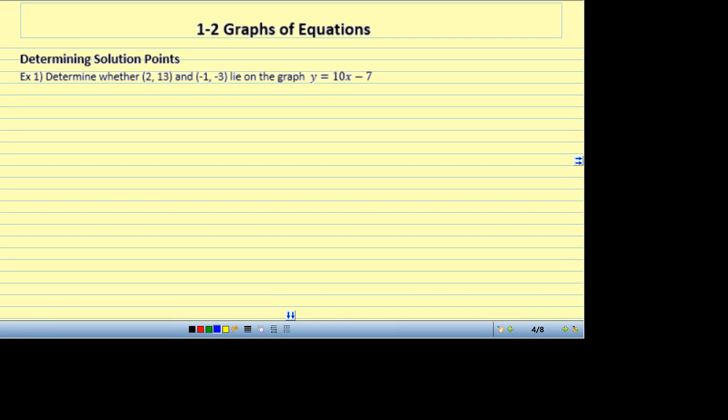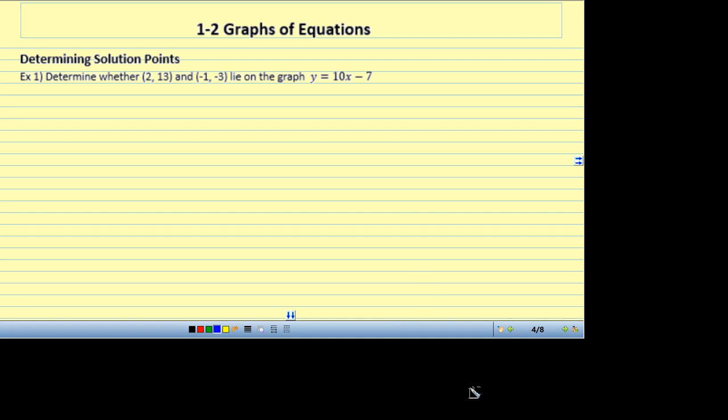Now, graphs and equations. First thing I've got for you is determining solution points, which basically is asking you the question, does this point lie on the graph of this equation? To solve this, all you have to do, very simple thing, say it with me, you guys. I say it all the time. Plug it in.